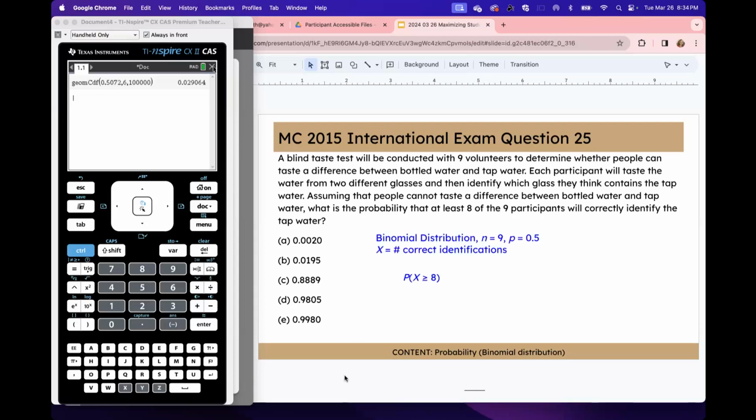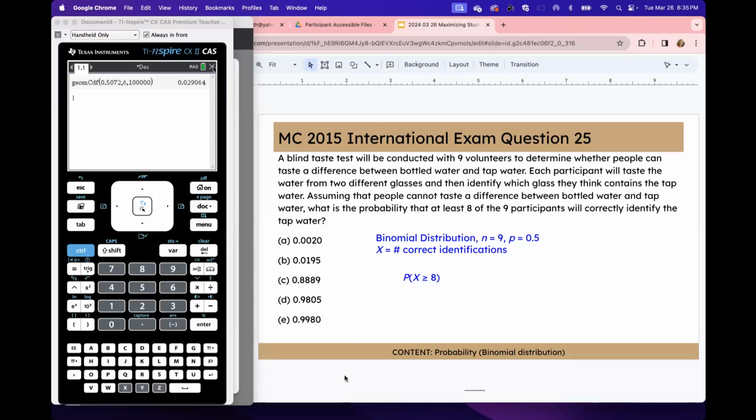So in this problem, I was thinking, okay, binomial distribution. We're talking about n trials. Now this time they don't tell me the p-value directly, but I'm having to use the assumption they have in the question. I'm assuming that people can't taste the difference. And so that means they are, whether they think they are or not, just literally guessing between bottled and tap water. It's basically flipping a coin without flipping a coin. And that's why the p-value in this situation will be 0.5.